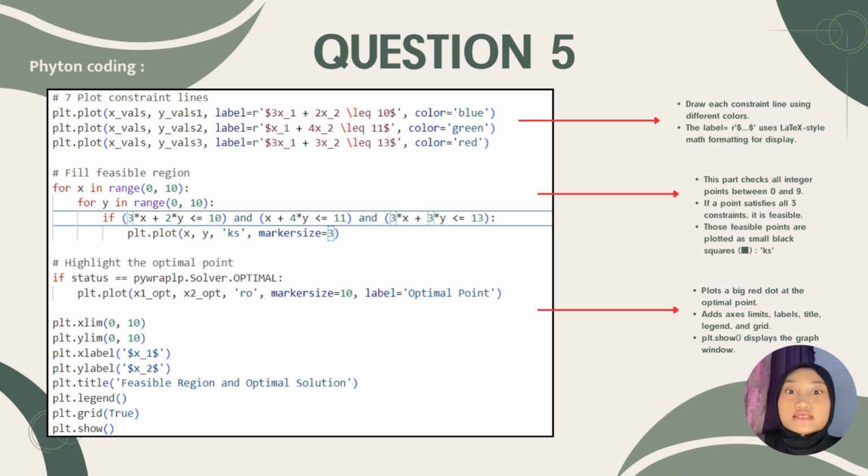And next, the last one, for lines 56 to 67, it shows the optimal solution and plots a big red dot to point out the optimal point. And we add the axis limits, labels, title, legend, and also the grid. And we add the command plt.show to display the graph window.